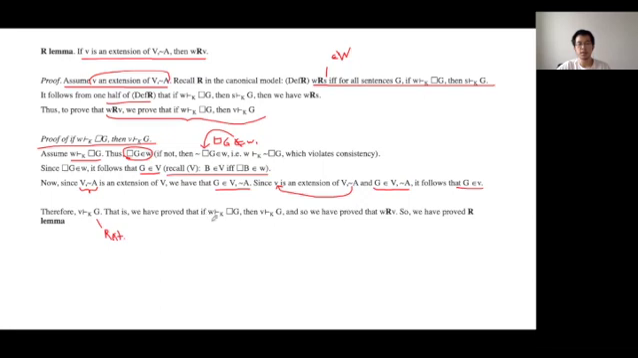Therefore, we've proven that if W proves box G, then V proves G, right? But that's just what it takes to prove that W is related to V. And so we've proven that on the assumption that V is an extension of V comma not A, it follows that W is related to V. And that's just what the R lemma says.